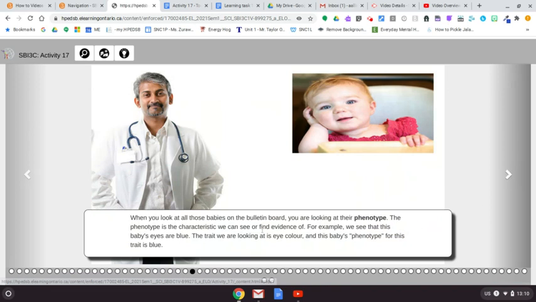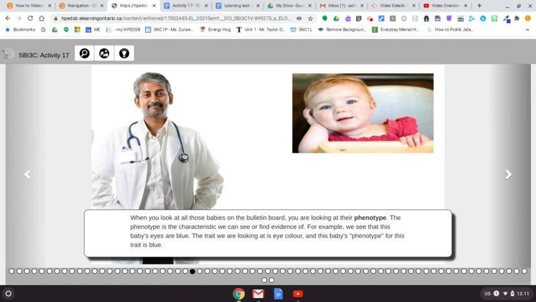And then in this assignment specifically, you're looking at the phenotype. So phenotype is what you actually see. I always think of, how do I tell the difference between phenotype and genotype? Phenotype, I think of taking a picture. So if I was to take a picture of Miss Allison, I would see that she has blue eyes. So blue eyes would be her phenotype.